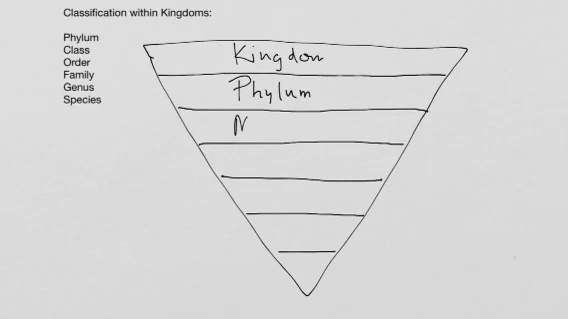Now this is a really big class, and it's a class of organisms that all have mammary glands, which means the females all produce breast milk to nurse their young. Within mammals, we know that there are a lot of different organisms. So within the class of mammals, we belong to order Primates.